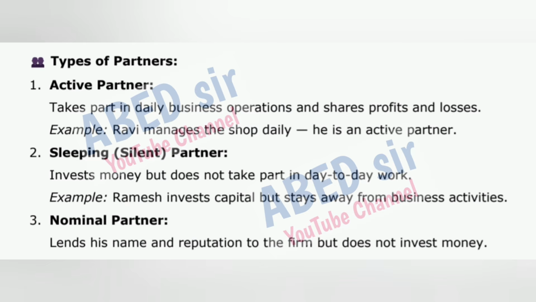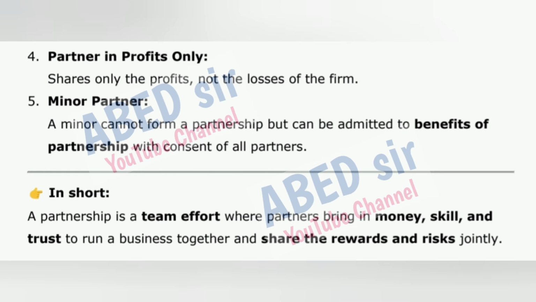2. Sleeping, silent partner. Invests money but does not take part in day-to-day work. Example, Ramesh invests capital but stays away from business activities. 3. Nominal partner. Lends his name and reputation to the firm but does not invest money. 4. Partner in profits only. Shares only the profits, not the losses of the firm.